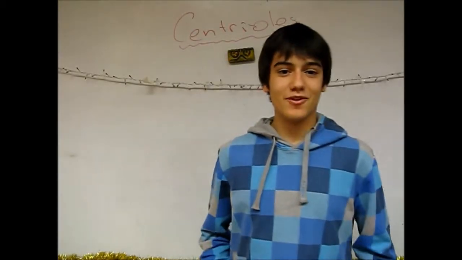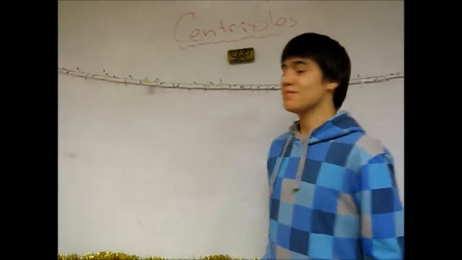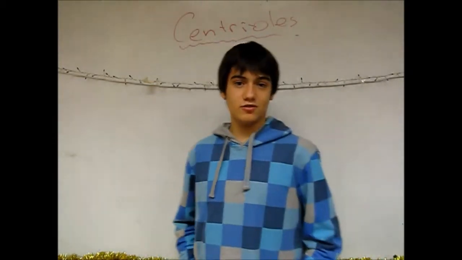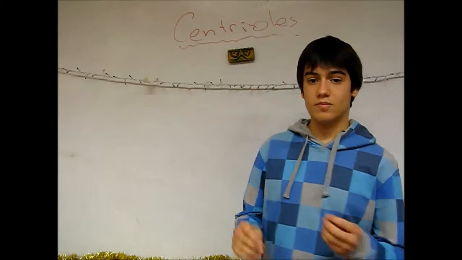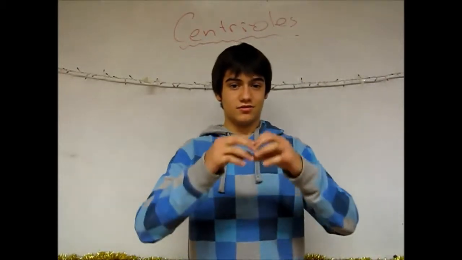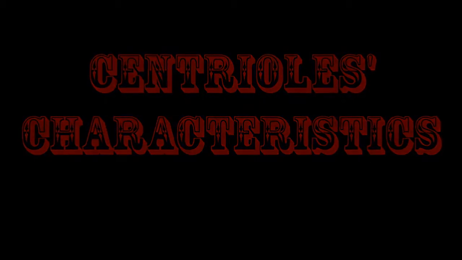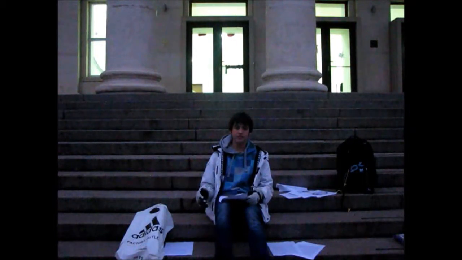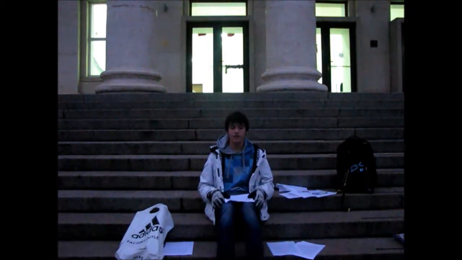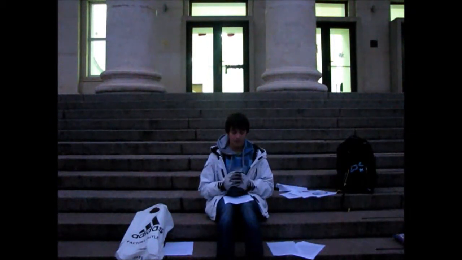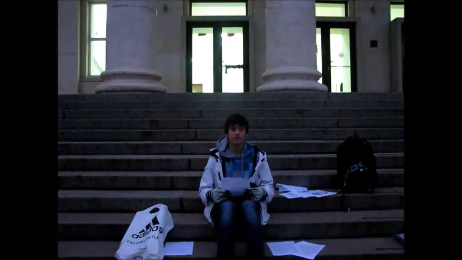Hello. Now I'm going to tell you about the centrioles. All animal cells have two small organelles, and they are called centrioles. Their function is to help the cell to divide into two cells. The centrioles are barrel-shaped, and they are located only in animal cells. They are located near the nucleus.